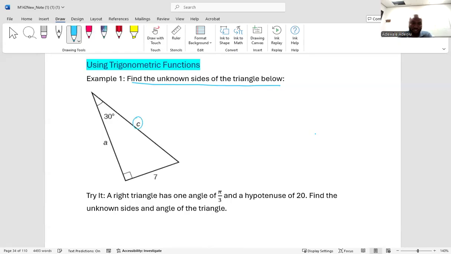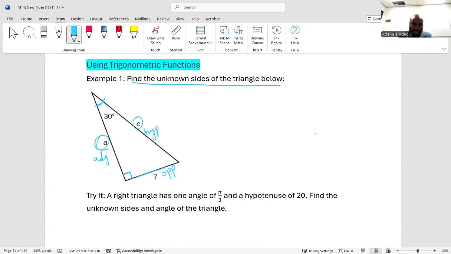Okay, we don't know this side, we don't know this side. We do know this side. If this is 90 degrees, then here will be the hypotenuse, and this is our angle given. Here will be opposite, and here will be adjacent. Now, maybe we should find C first, or A, it doesn't matter.